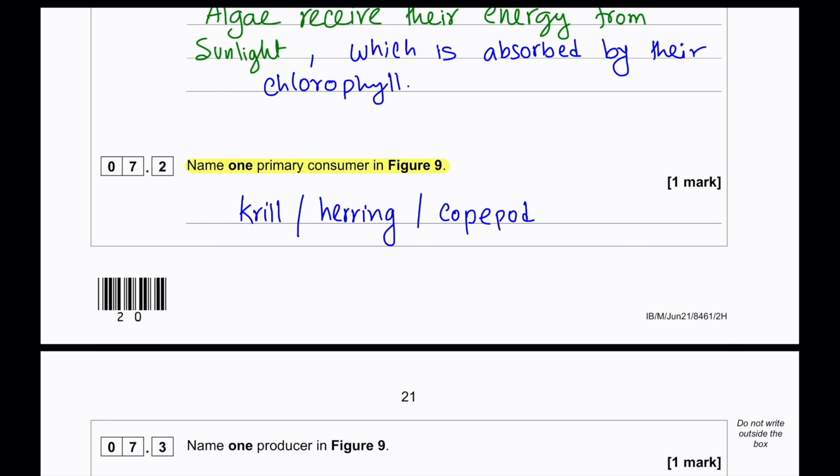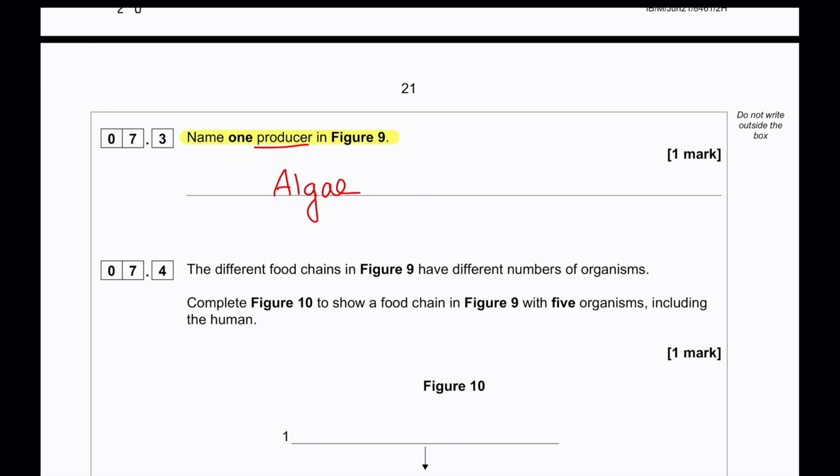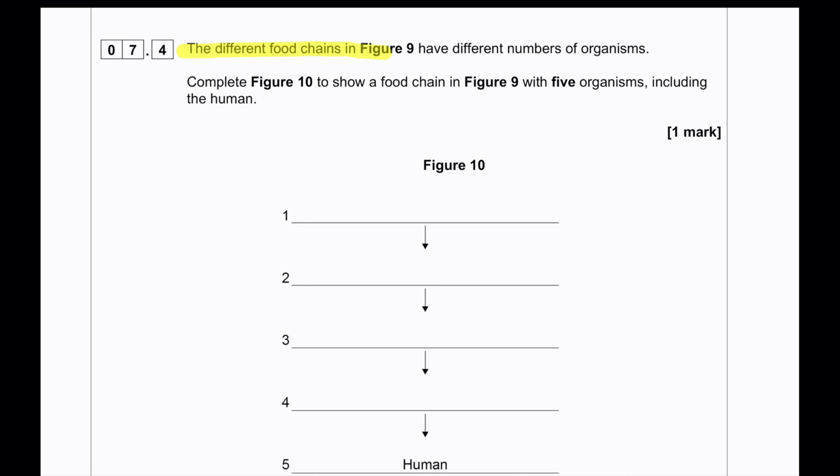We just need to write one of them in the exam to get the mark. Name one producer in figure 9. So the producer in figure 9 is algae only. A producer is an organism that does photosynthesis to produce organic molecules like sugar or amino acids. The different food chains in figure 9 have different number of organisms.